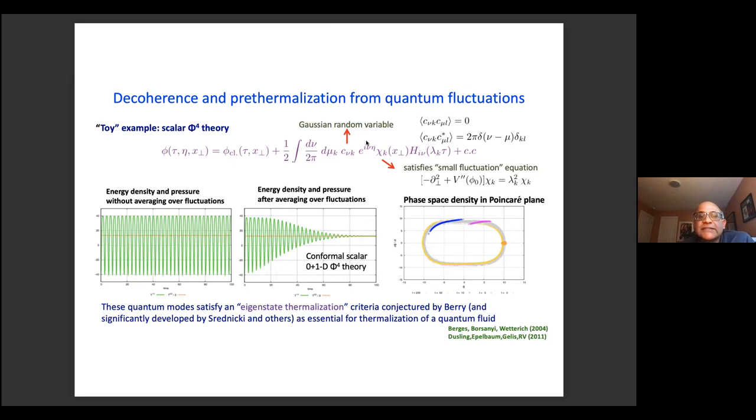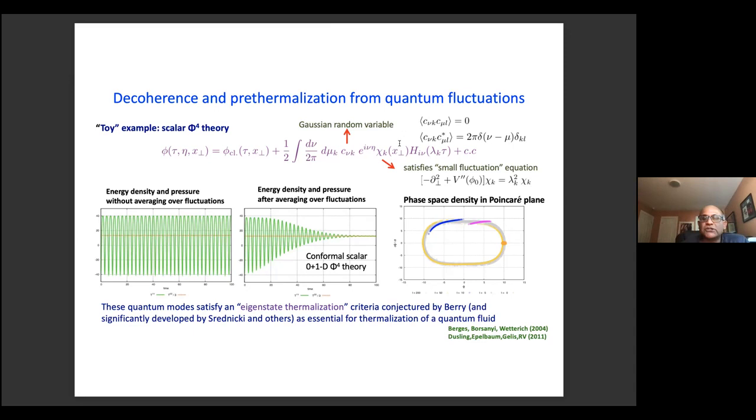And you see that if you just solve the classical equations, then you have the energy density and pressure, which you can compute in quantum field theory. I'm considering here the homogeneous case, where the spatial distribution is not important, for simplicity. And you see that they have no single-valued relation with each other. However, when you include these Gaussian random fluctuations, over some time you see that the energy density and pressure, after averaging over these fluctuations in this 0+1D conformal theory, achieve some single-valued relation.